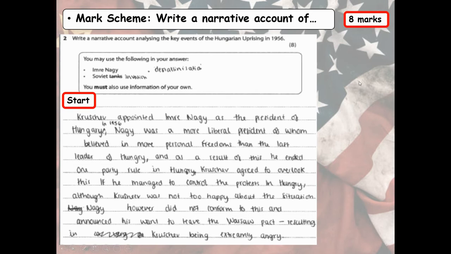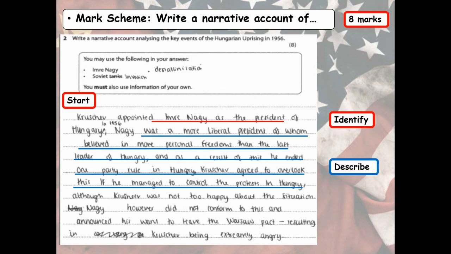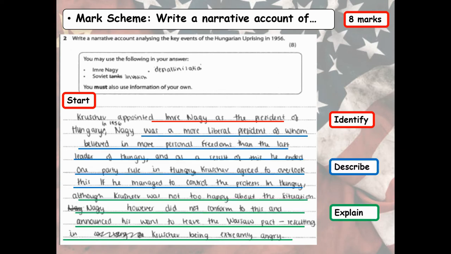Okay. So here's an example of one of these questions. This is an 8-mark answer: a narrative account of the Hungarian uprising. Again, following the same structure that we have been using for the previous questions, each paragraph, you need 3 paragraphs, the start, the middle, and the end. The identifier here is that Imre Nagy was president. You then describe why him being president is significant to the story and explain using words to link and connect. So here you've got, was not too happy about the situation, resulting in Khrushchev being angry. There's obviously some connection there with the next event.